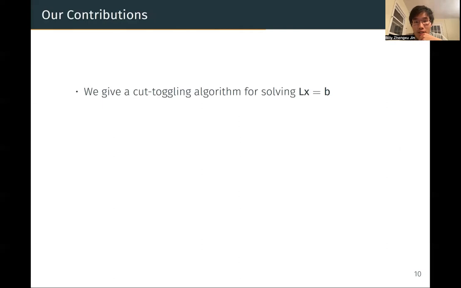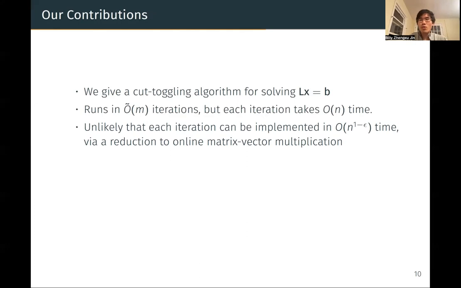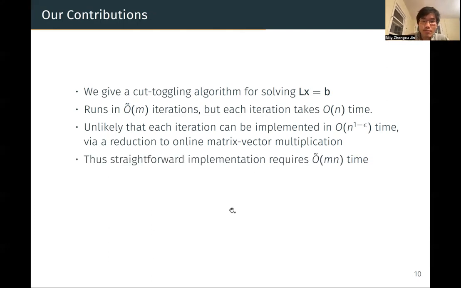So our main contribution is that, yes, there is a dual cut-toggling algorithm to the cycle-toggling COS algorithm. In terms of how many iterations it takes, we show that it can run in still a nearly linear number of iterations, just like COS. However, each iteration has to take O of n time. Moreover, it's unlikely that each iteration can be implemented in faster than O of n time via reduction to online matrix vector multiplication, which is an algorithmic problem that's been conjectured to be hard. Therefore, straightforward implementation of dual COS will require O tilde of mn time.